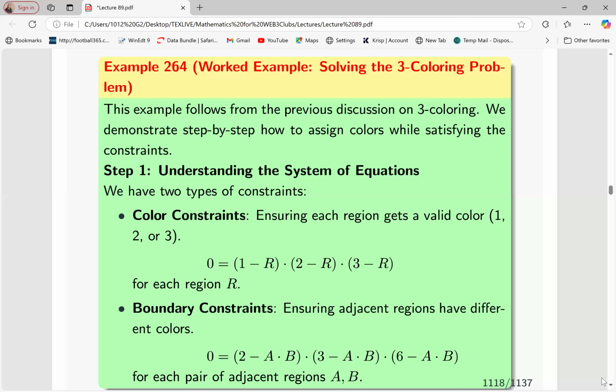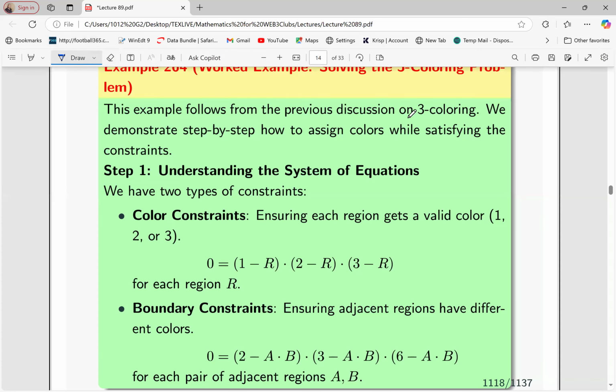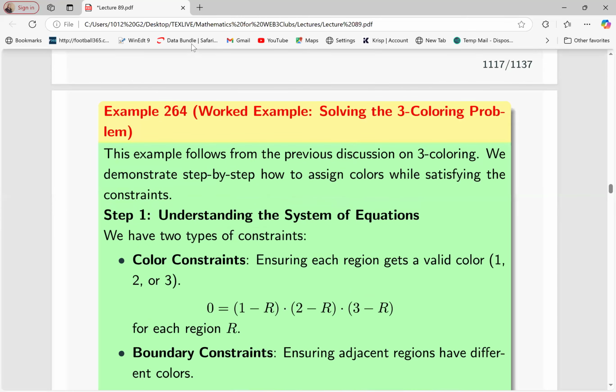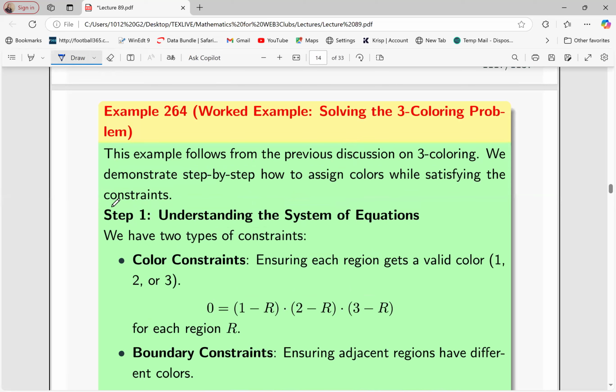Now, I think we are familiar with that. This is just emphasis of what we've already talked about. But okay, this is now an example to do the real thing and assign different colors to that map. This is now the real thing. Let's just do it.